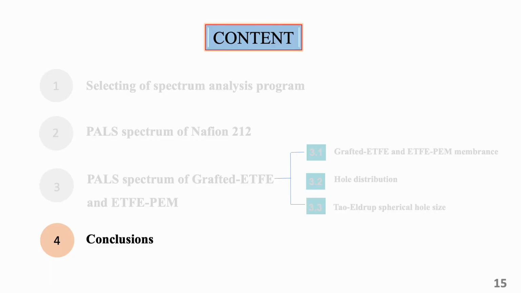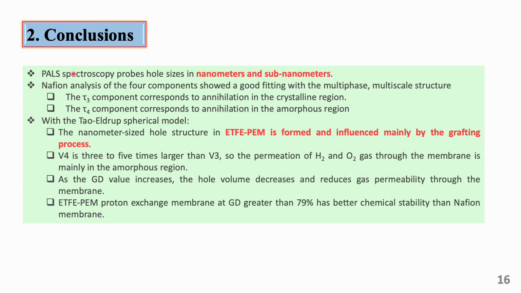And the last, conclusions. First, PALS spectroscopy is used for hole sizes in nanometer and subnanometer scale. Second, Nafion analysis of 4 components shows a good fitting with the multi-phase and multi-scale structure, in which the τ3 component represents annihilation in the crystalline region, and the τ4 component represents annihilation in the amorphous region.